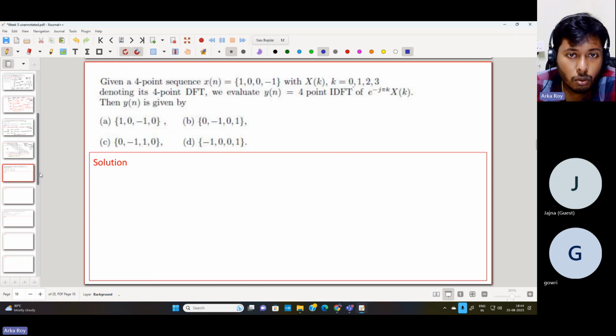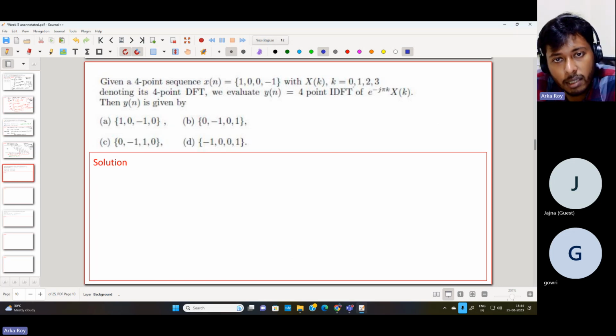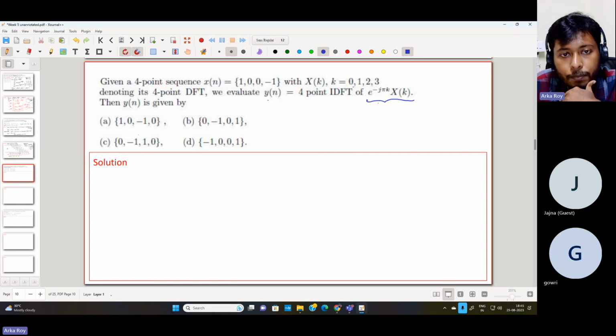Okay. So the next question is, we have been given a 4-point sequence x of n, and the 4-point sequence is having this kind of representation that is given. And the k is running from 0 to 3, obviously, because we have been given a 4-point sequence, and so the DFT will also be a 4-point DFT here. So we need to evaluate y of n, which is a 4-point IDFT of this sequence.